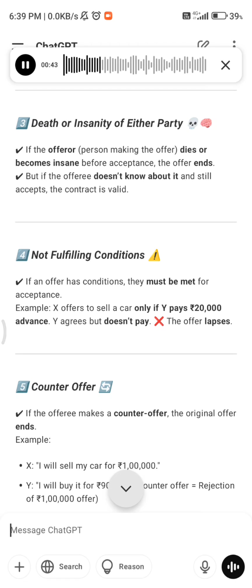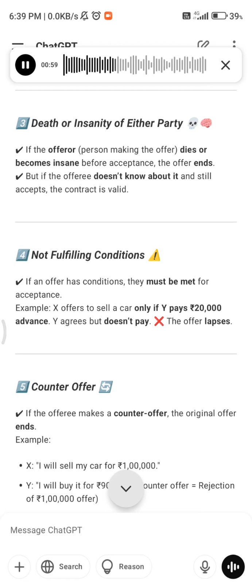Death or insanity of either party. If the offeror, the person making the offer, dies or becomes insane before acceptance, the offer ends. But if the offeree doesn't know about it and still accepts, the contract is valid.